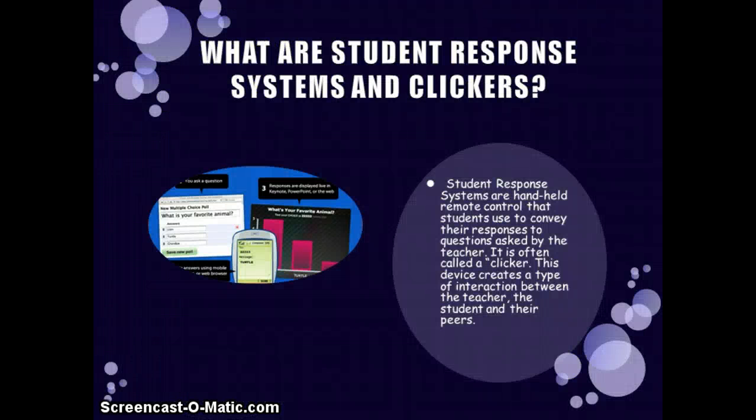What are student response systems, or clickers? They are handheld remote control devices that students use to respond to the questions that the teacher is asking. The questions are answered by using the clicker. This device is a type of communication between the teacher, the student, and peers in the classroom.